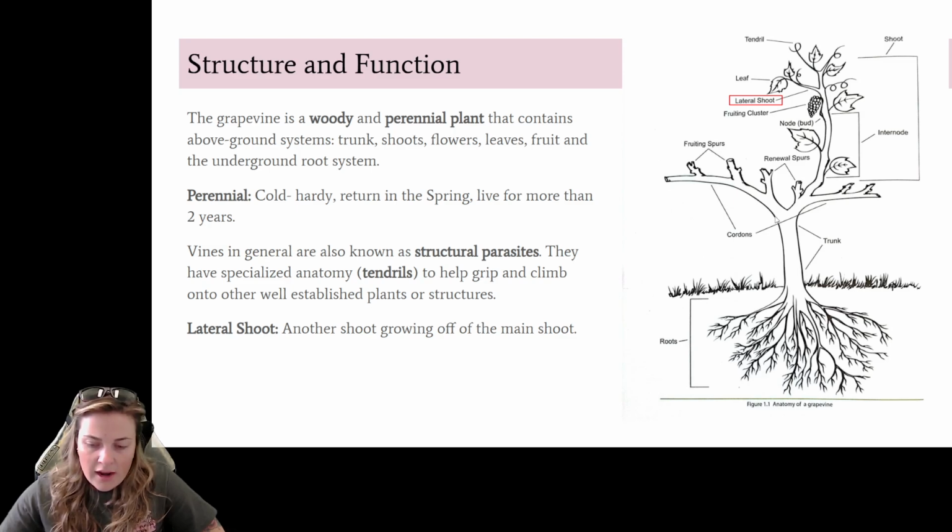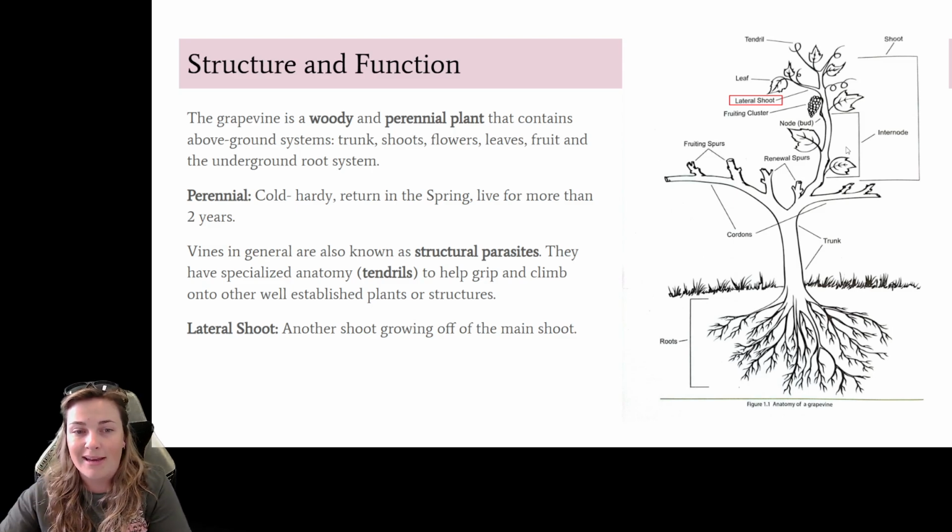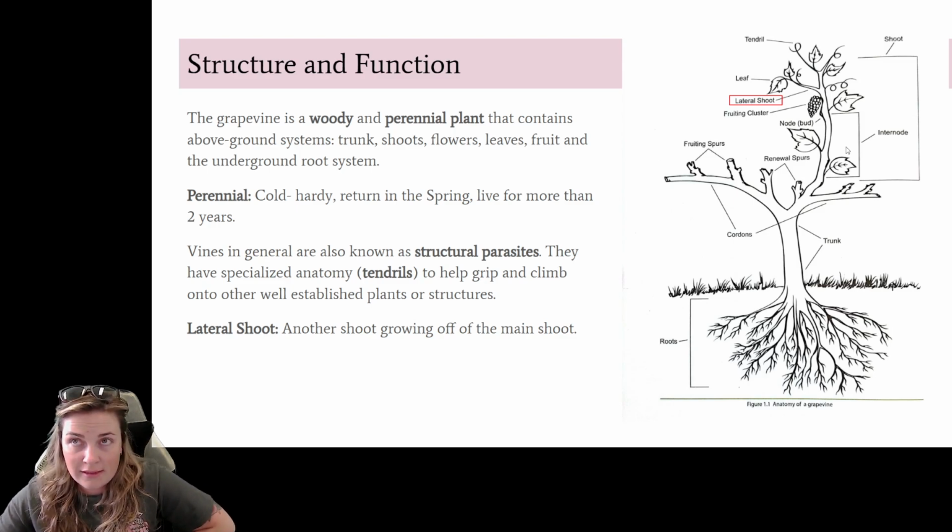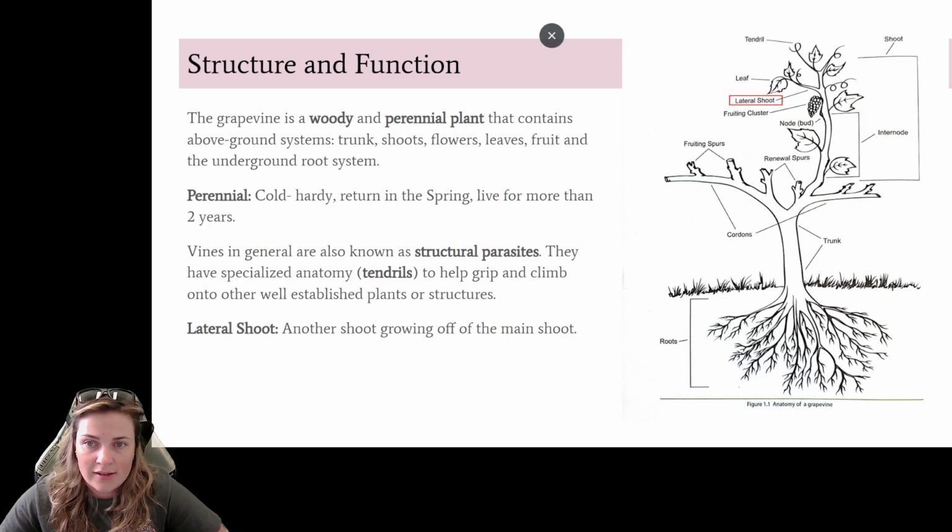So we have that. Another thing I highlighted here was the lateral shoot. This is a shoot that grows off of the main shoot. We're going to talk about anatomy next, and it actually wasn't in the little picture for the next 2 slides, so I wanted to show it to you guys in this one. So this is a lateral shoot coming off of, oh, here we go. There's the main shoot, and this is the lateral shoot. This is another shoot growing off of the main shoot.